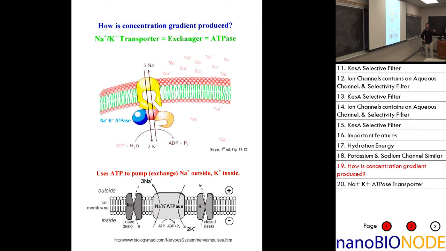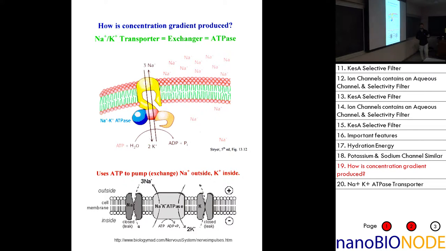Okay, so Josh, can I have the lights? Okay, and now the question is, how do your cells develop this gradient? Because to start with, there's a lot of sodium on the outside, little sodium inside, and potassium little on the outside, and a lot on the inside.